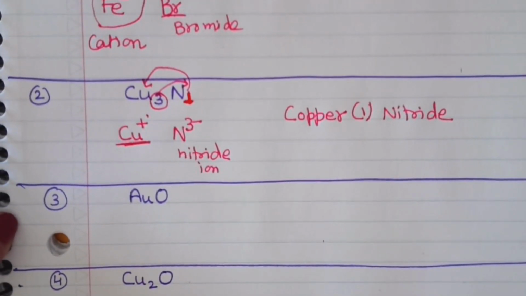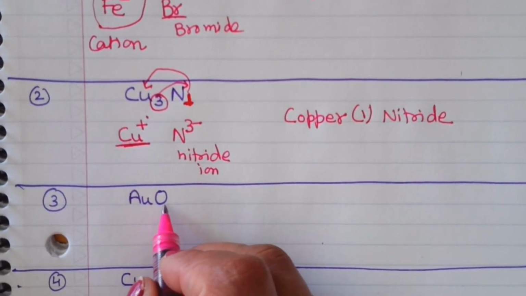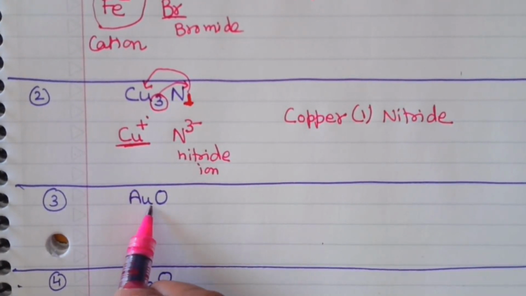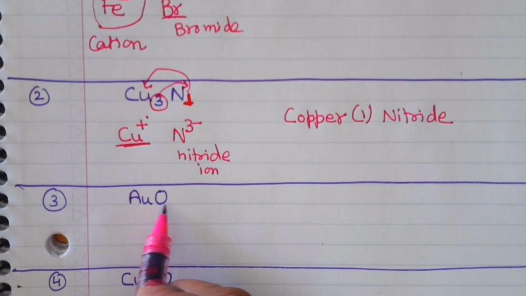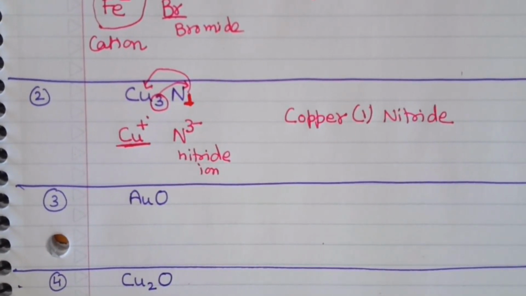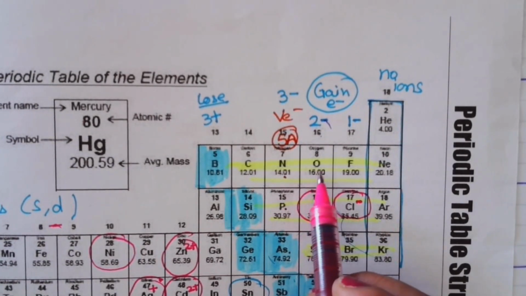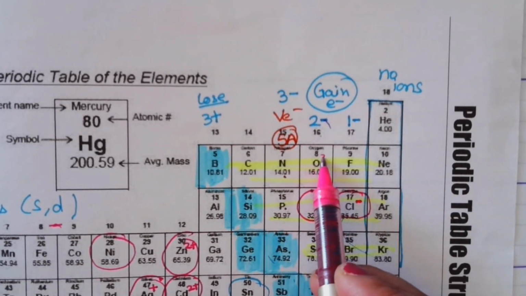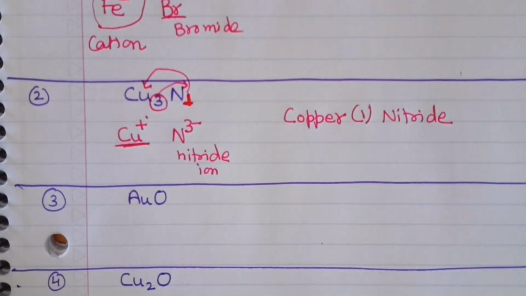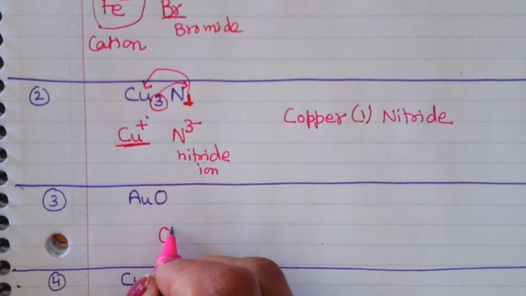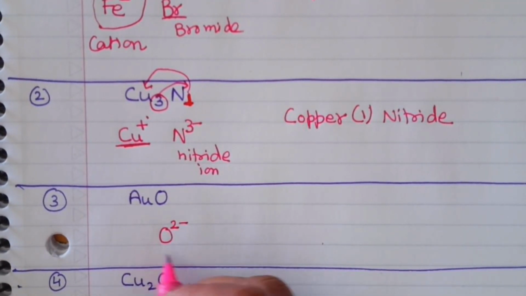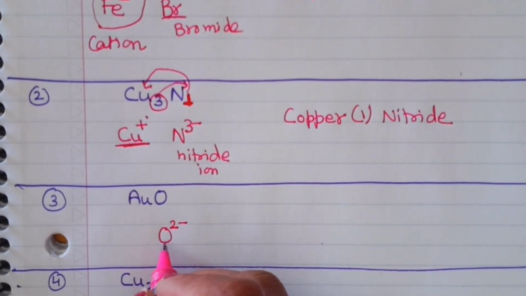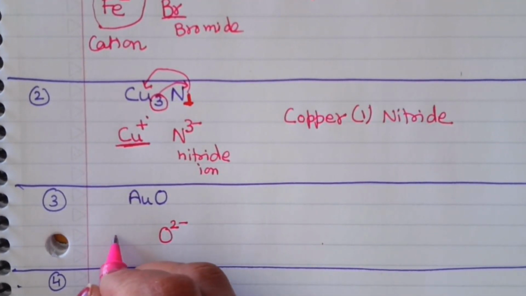Now let's do the third example, AuO. Now look, here there are no subscripts, right? It means they are in a 1:1 ratio. But from the periodic table, I know that oxygen makes oxide ion, which has a charge of 2 minus. So this is 2 minus, right? So let's first write down the charge on the anion. So we already know the charge on the anion from the periodic table.